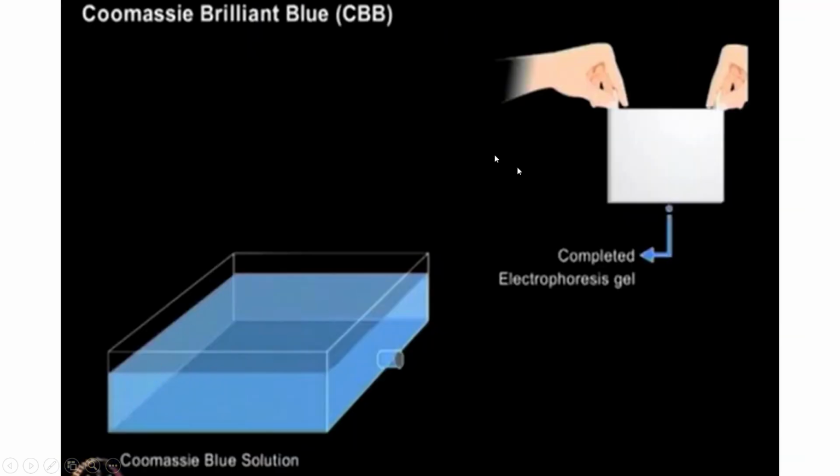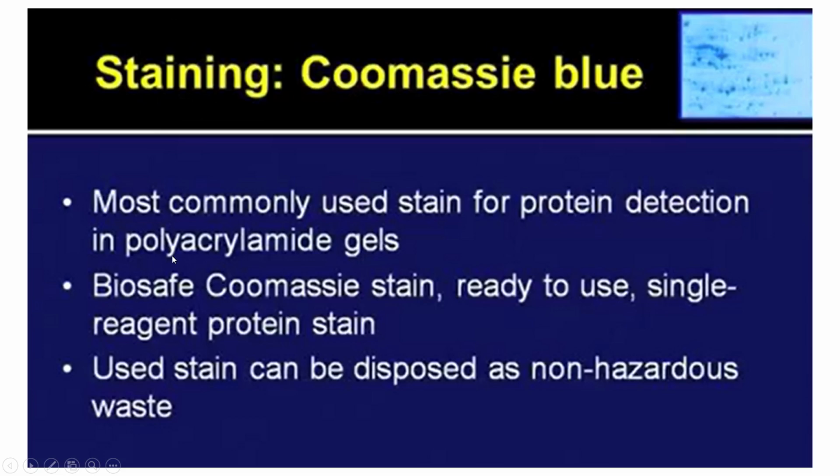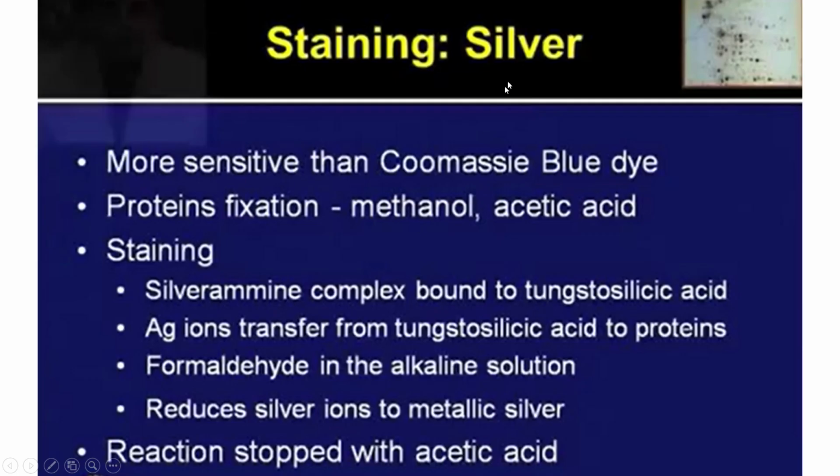Once it is stained, you need to wash them by using a destaining solution. Destaining, we'll talk about that later. So let's talk about different stains which are available. One is Coomassie blue stain. Other is silver stain. This silver stain is basically more sensitive than Coomassie blue stain.